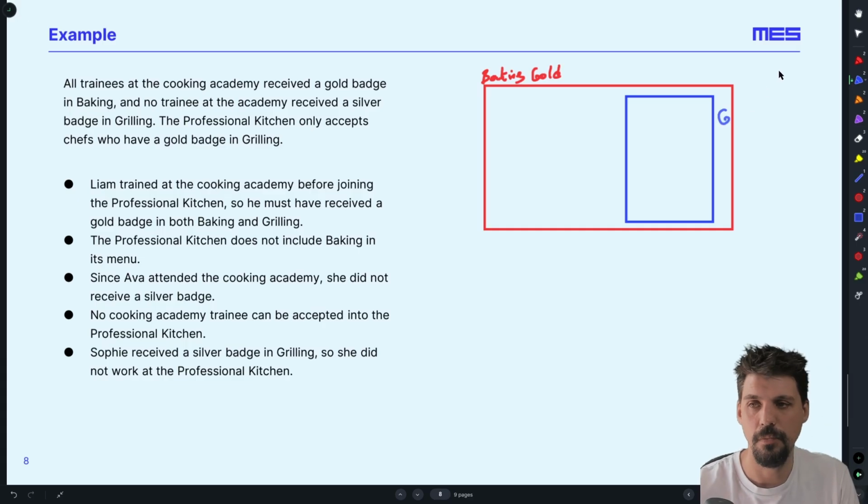G for grilling. GR for grilling. Let's just go grill. There we go. So we don't get it upset with gold. But none of them received a silver badge in grilling. Well, so that tells me you can get a silver badge.